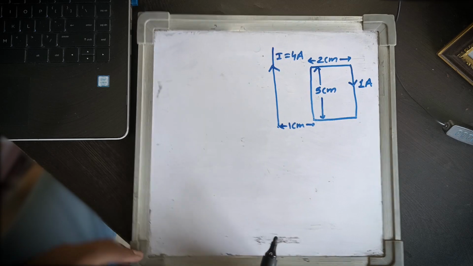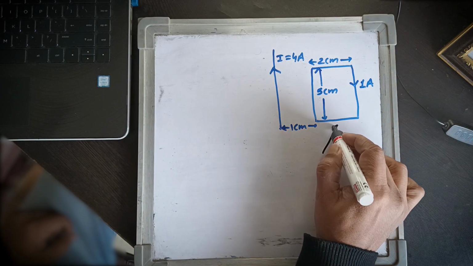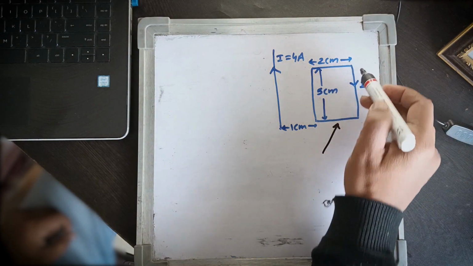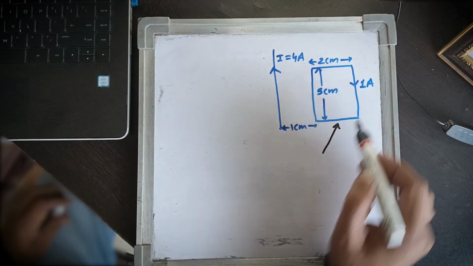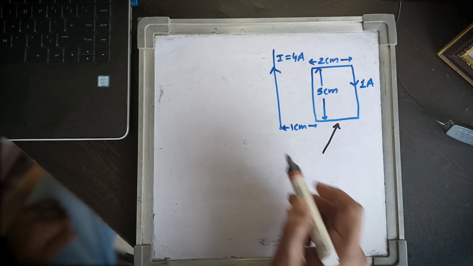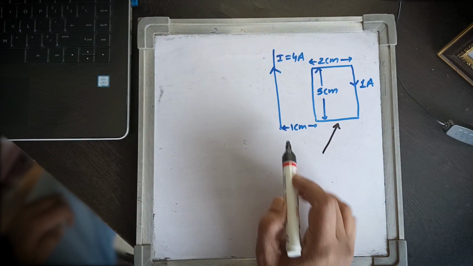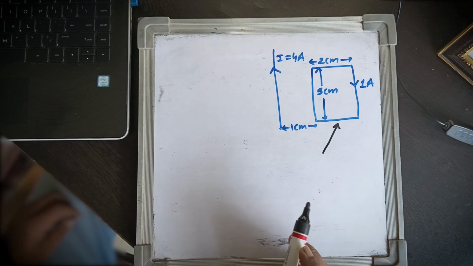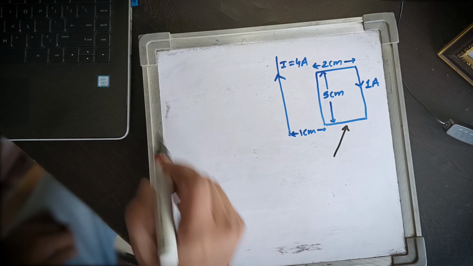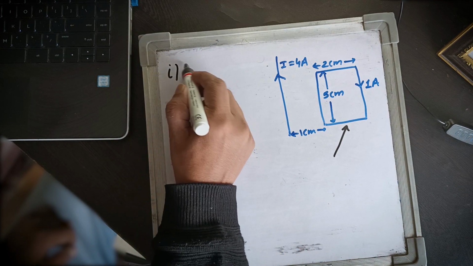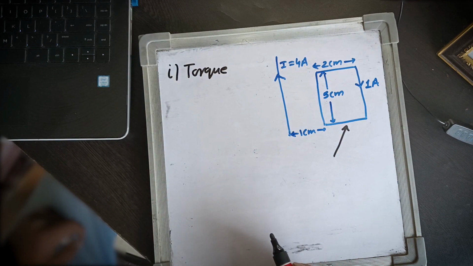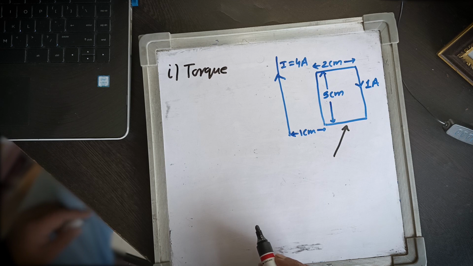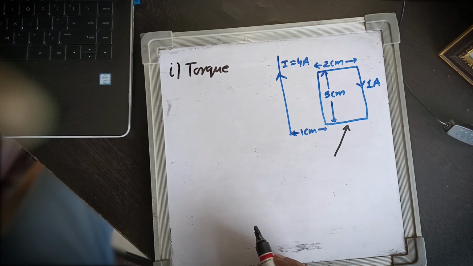In today's question, we have a rectangular loop whose dimensions are 2 cm by 5 cm. It is carrying a current of 1 ampere as shown, and there is a straight conductor wire at a distance of 1 cm from it. We have been asked to calculate the torque acting on the loop and the magnitude and direction of force on the loop due to the current carrying conductor.